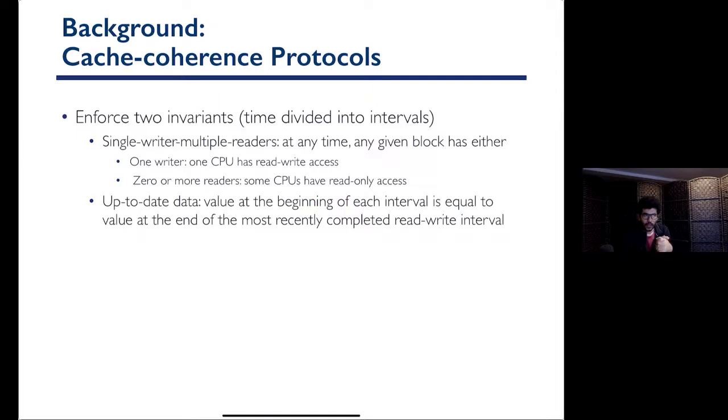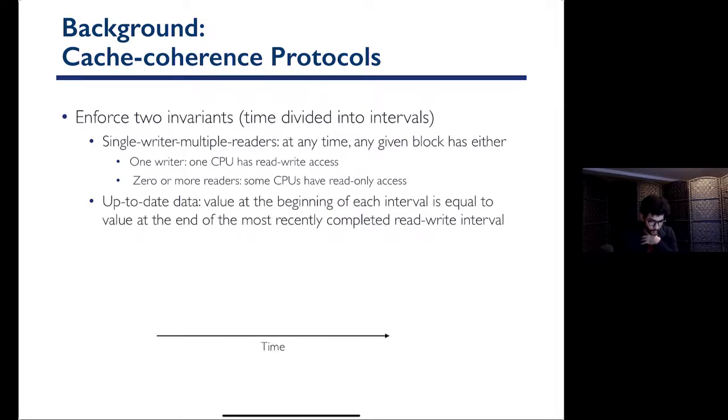The second thing that any cache coherence protocol needs to have is that when a load is issued, when a CPU wants to read something, it has to get the most up-to-date version of that data. That's basically what coherency means. You shouldn't get old data. If the data has been updated, you have to get that update.